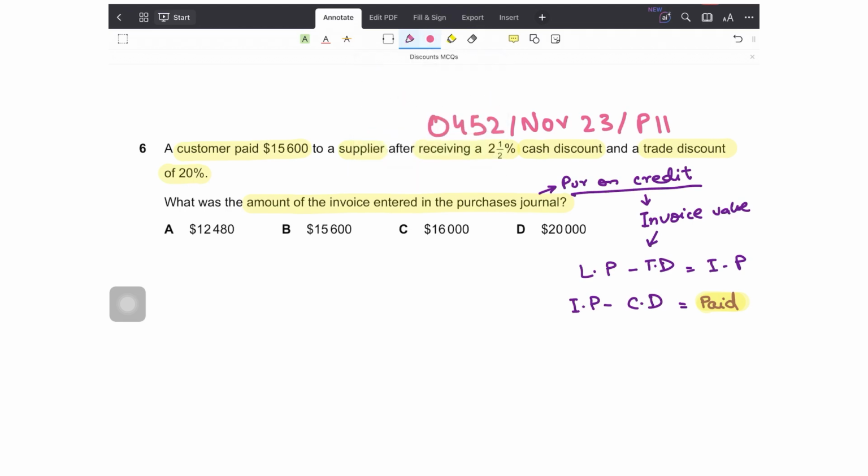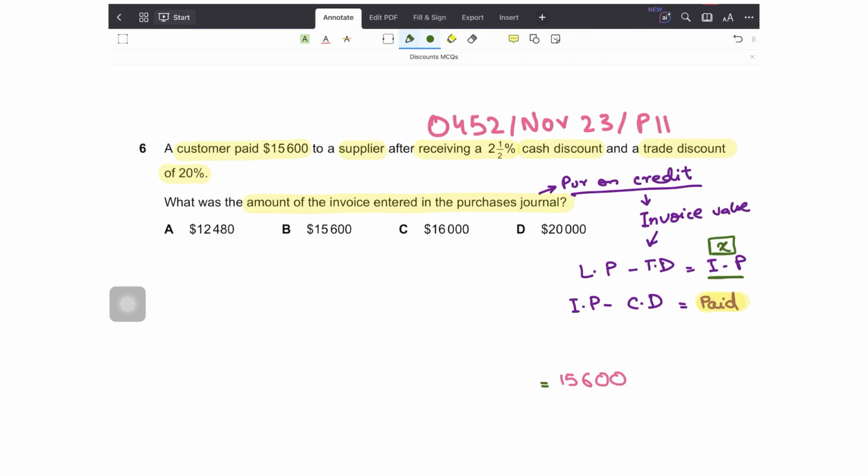The customer paid 15,600, right? So he paid 15,600, and this value includes cash discount as well as trade discount, because trade discount was given first at the time of buying those goods, and then the cash discount was also given. Now to keep it simple, can I say that the invoice price, or the post trade discount value, is X? For the sake of simplicity, let's call it X.